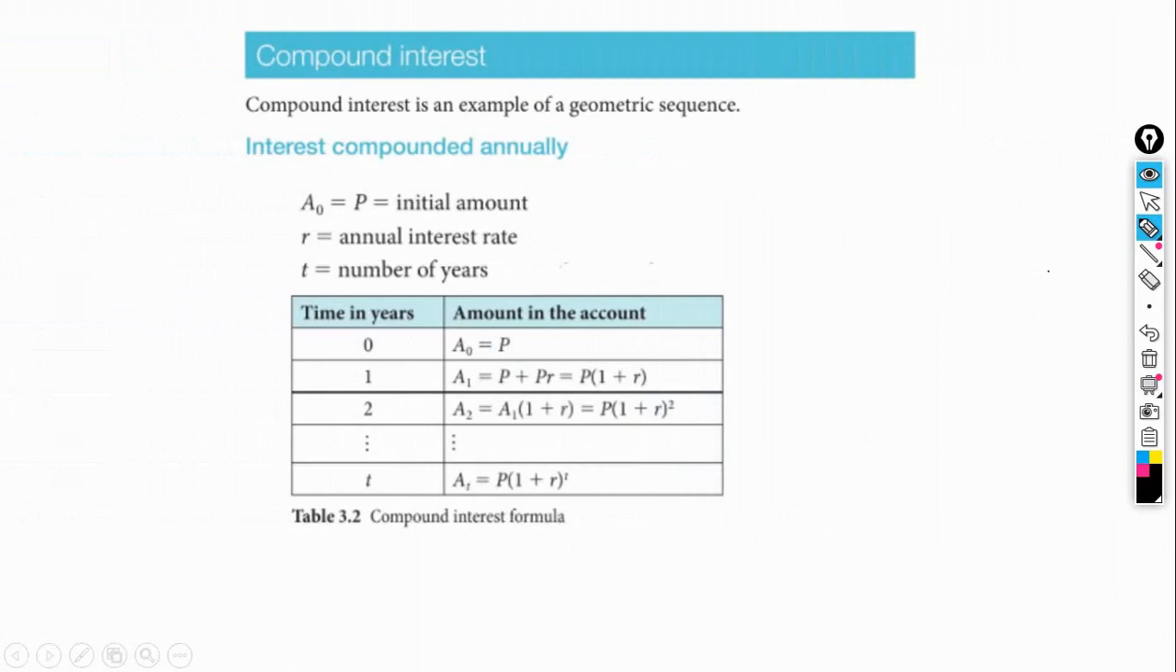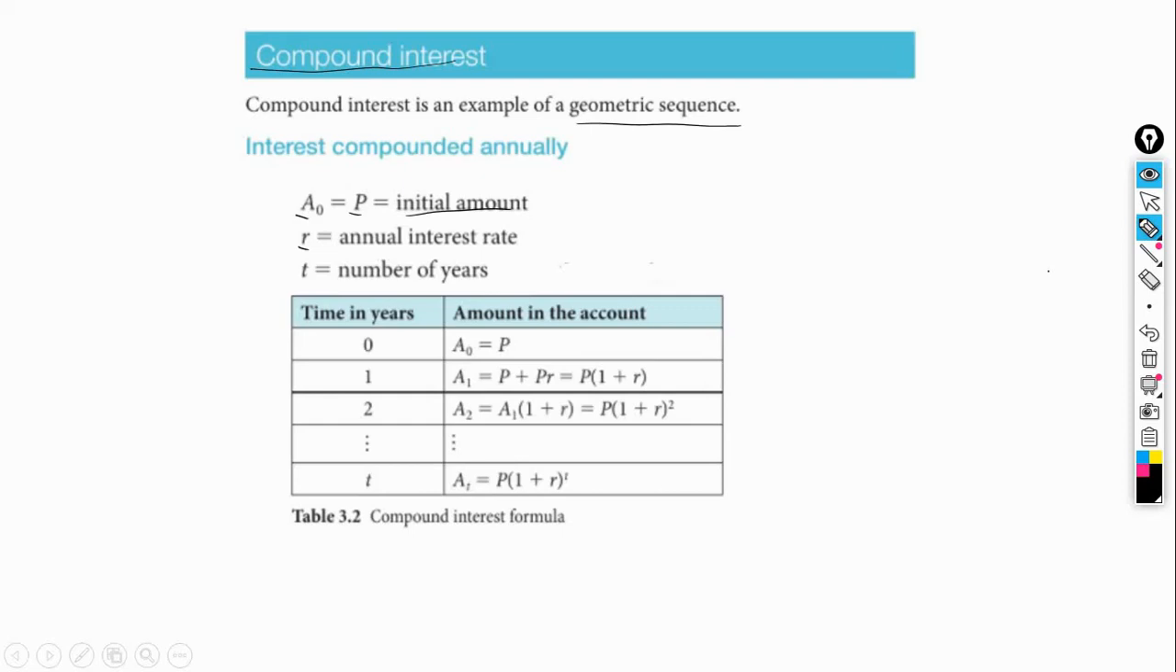In the next slide, you're going to find some notes about compound interest. Compound interest is an example of a geometric sequence, and we're going to see that through this table here. A sub 0, or the first term, is equal to P, the principal or initial amount. R is the annual interest rate. R is a percentage, so it's written in decimals. T is the number of years.